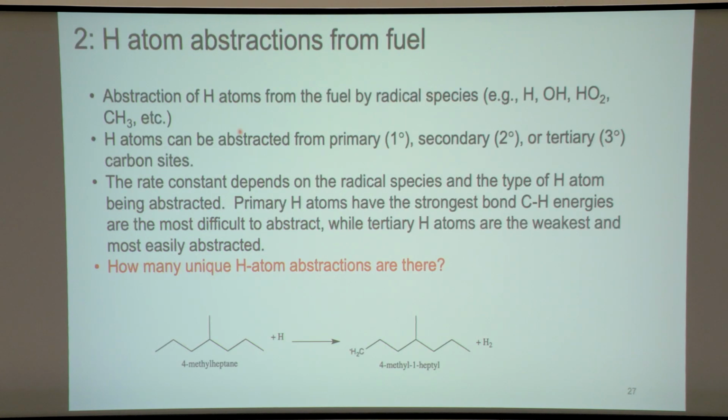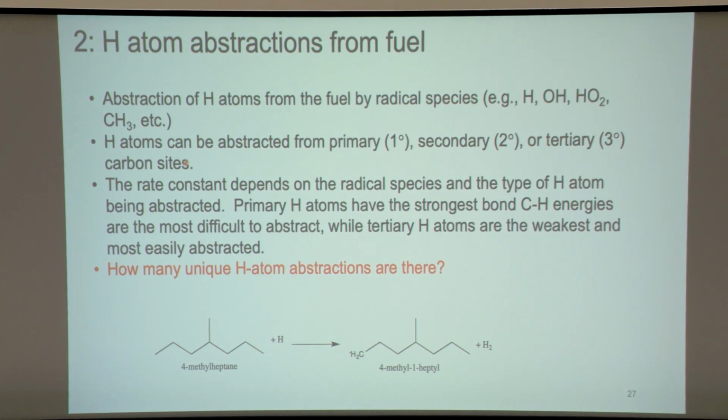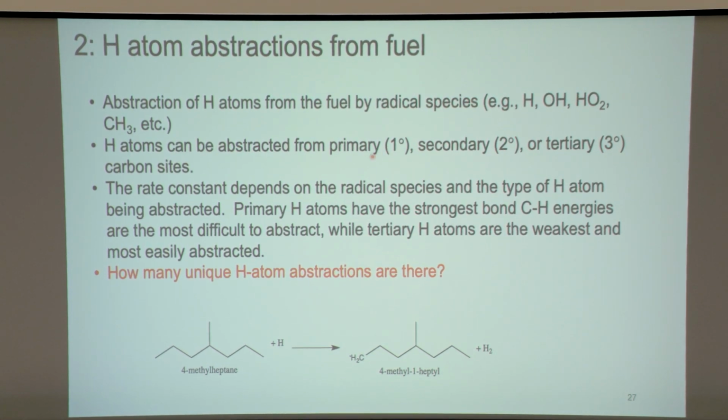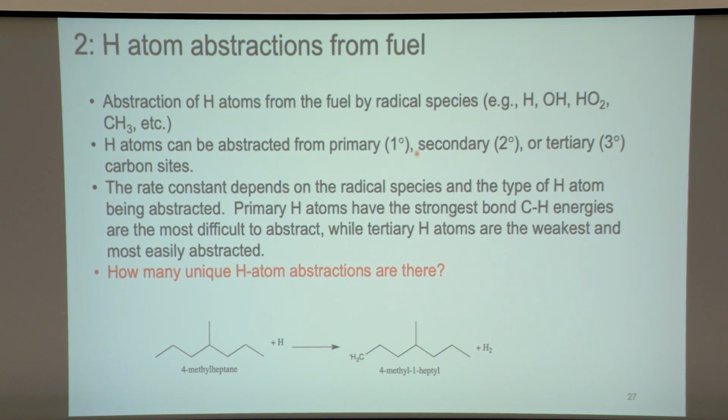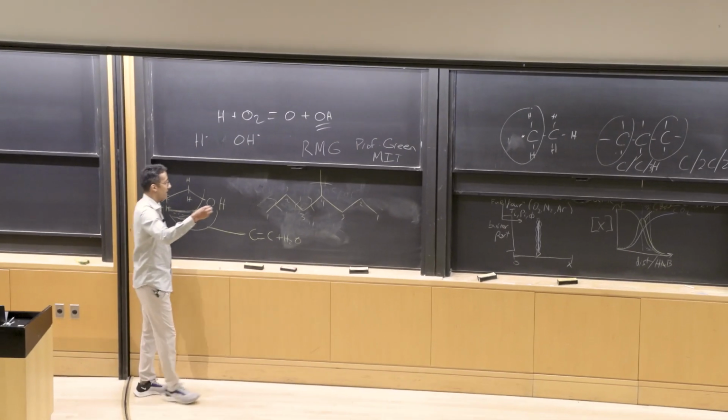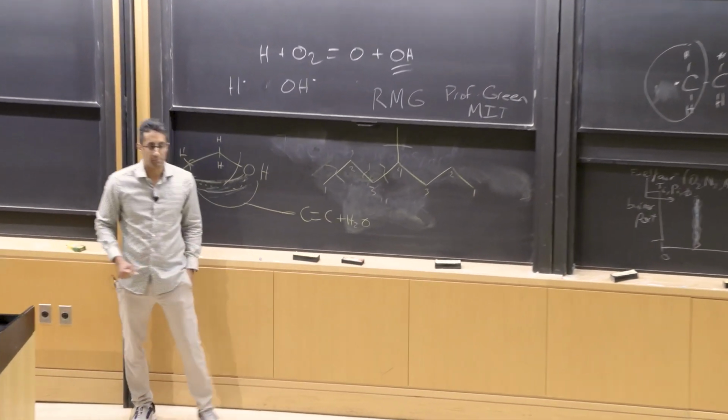What about the second one? H abstraction from the fuel. So the first is an initiation. Once you make some radicals, they'll go and abstract H from the parent fuel, right? So abstraction can happen by any radical in the system: H, OH, HO2, methyl radical, fuel radicals. In the case of 4-methylheptane, hydrogen can be abstracted from primary, secondary, tertiary sites, and the rate will depend on the type of the radical and also the type of the hydrogen that's being pulled off.